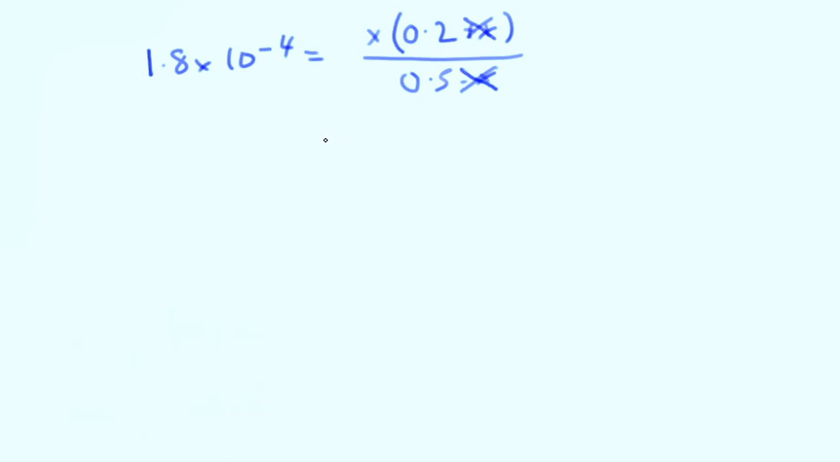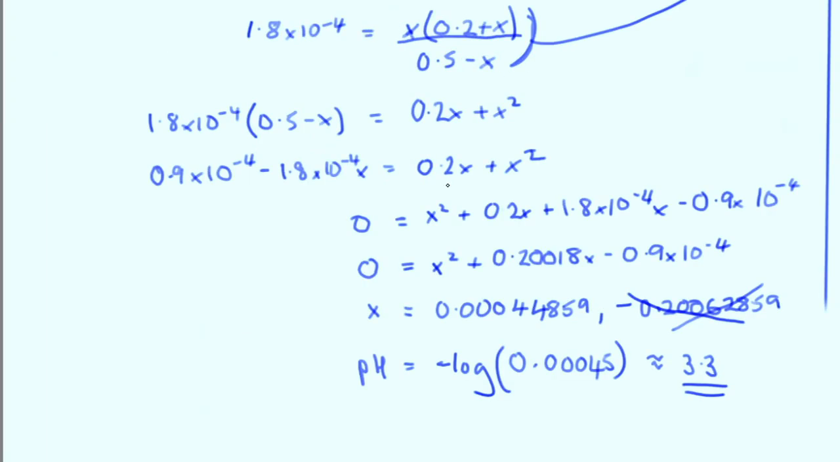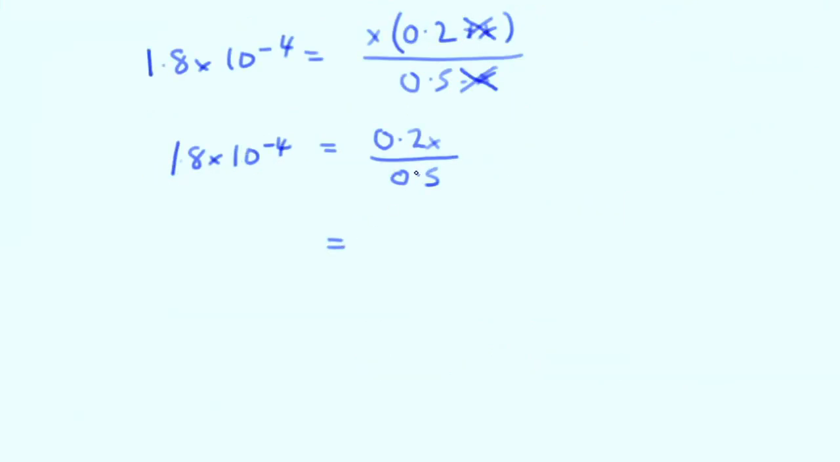Now look what effect that has on the equation. So we've now got the equation here, and we've still got the 1.8 times 10 to the minus 4 there. We now have 0.2x here and 0.5 on the bottom, instead of this horribleness. That means the next steps are much easier. So the next step would be multiply by 0.5, which would give you the 0.9 times 10 to the minus 4 equals 0.2x. Lastly, that divided by 0.2.